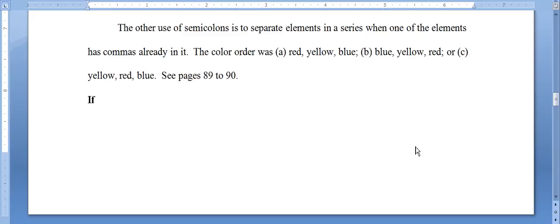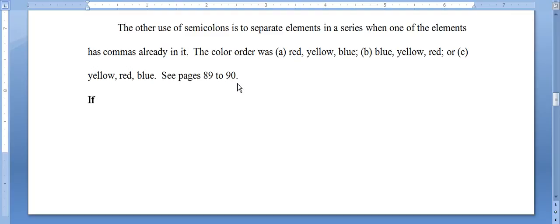I'm picking up with part 2 of my writing tips based on the first essay that we did. The other use of semicolons is to separate elements in a series when one of the elements contains commas. So here's an example. The color order was red, yellow, blue; blue, yellow, red; or yellow, red, blue. Notice how I don't have a colon here because it's the middle of a sentence. You can't just say "the color order was." And each of these elements has commas in them, so we're going to separate each phrase by semicolons.